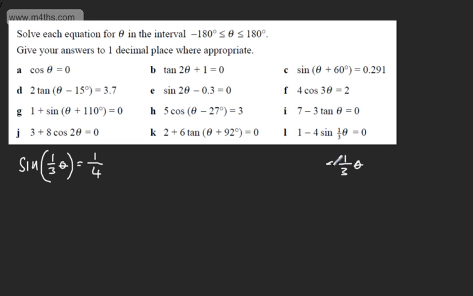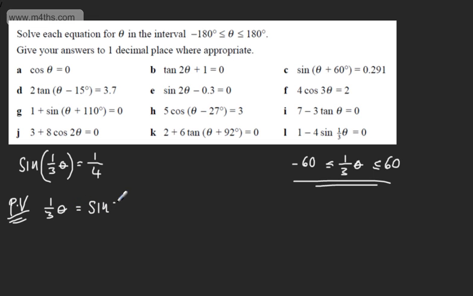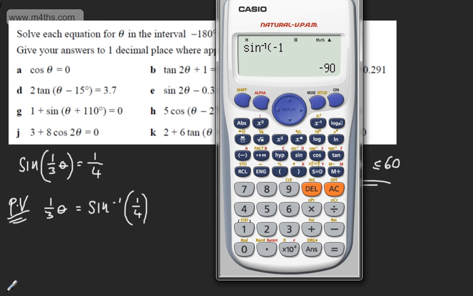So in a calculator, in degrees mode, if you're unsure, shift mode 3, we'll take the inverse sine of 0.25 or 1/4. Principal value for 1/3 theta. So 1/3 theta is going to be equal to 14.477 dot dot dot.